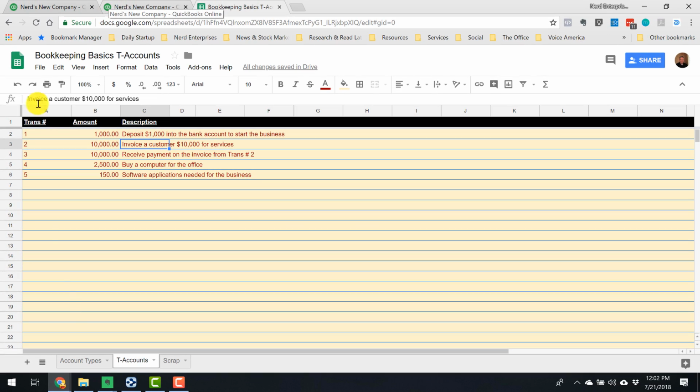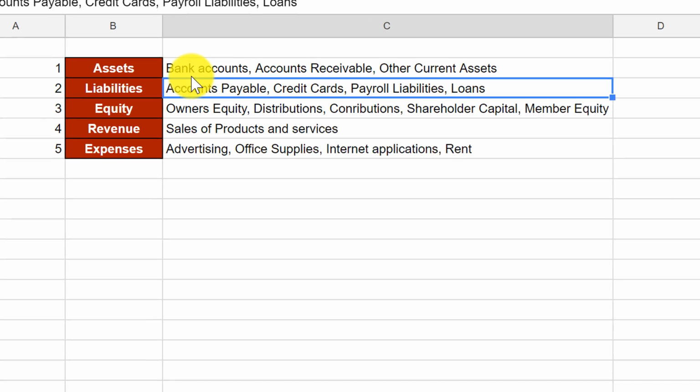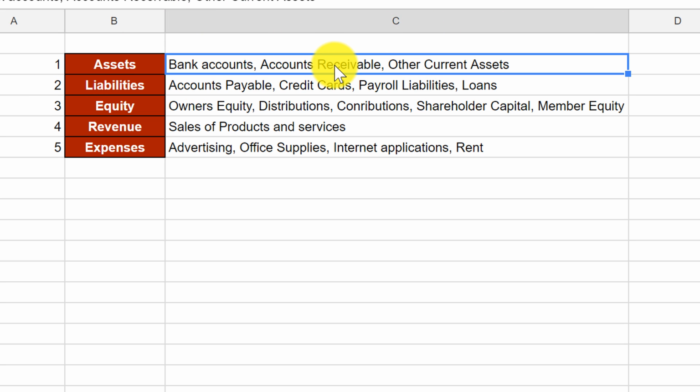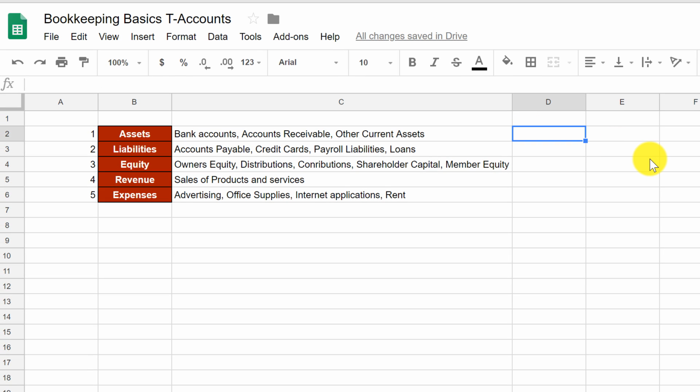So we're going to invoice a customer. Going back to my account types, if I'm invoicing a customer, I'm going to increase an asset account called accounts receivable, right? Because when I invoice the customer, the assumption is they're going to pay me later, right? Maybe I'm giving them 30 days to pay me. So invoicing a customer is going to increase accounts receivable. Remember that assets and expenses are increased by debits. Everything else increased by credits, okay?